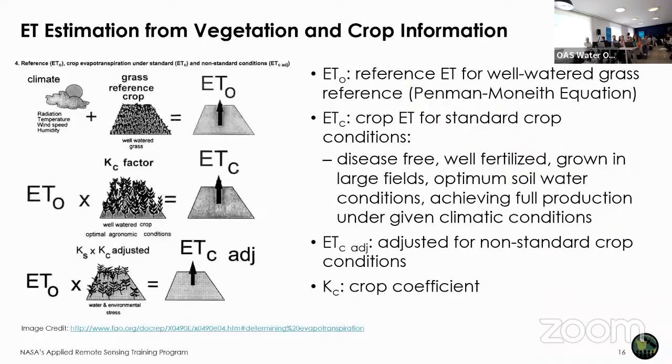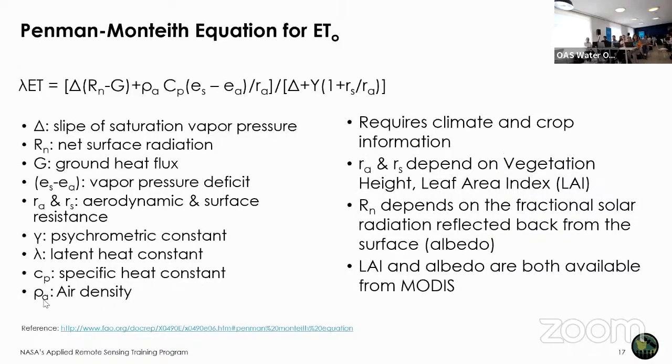All right. So there are a number of ways we can assess evapotranspiration. There are models and remote sensing methods. One of the most common models to estimate evapotranspiration, or what we call the reference ET value, is this equation called the Penman-Monteith equation. It's a long equation.